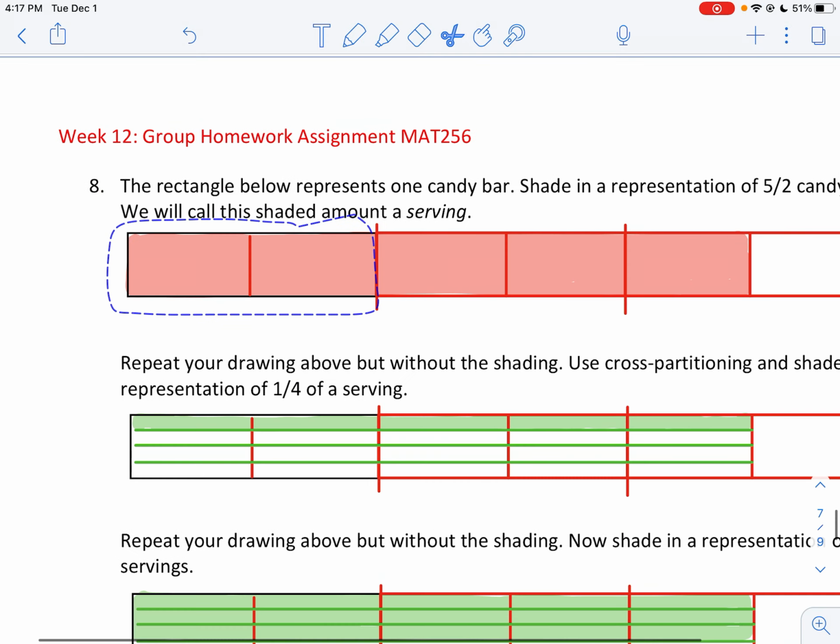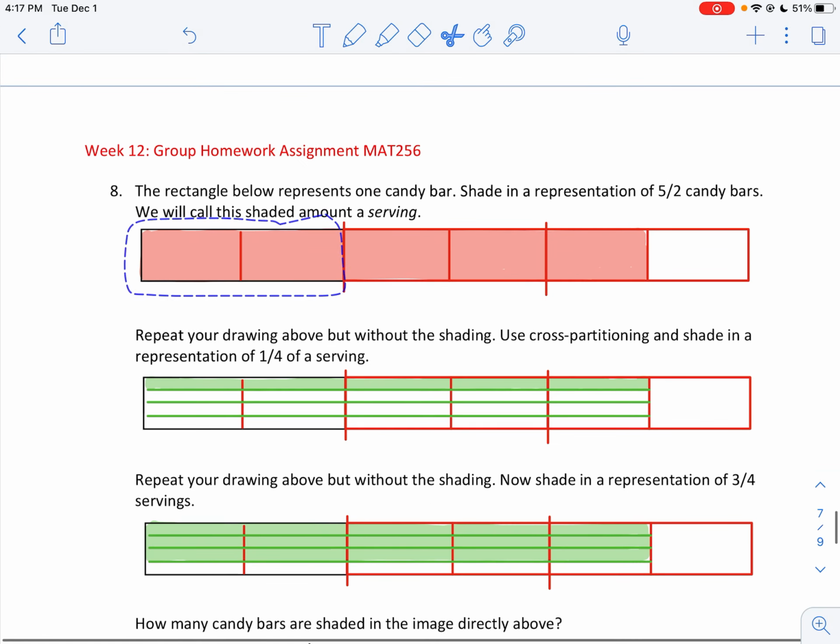And number 8, the rectangle below. Now the rectangle below was originally just this right here. Right? So that rectangle right there was 1 candy bar. Shade in a representation of 5/2 candy bars. So I first cut that candy bar in half, and then I did 5 of those.